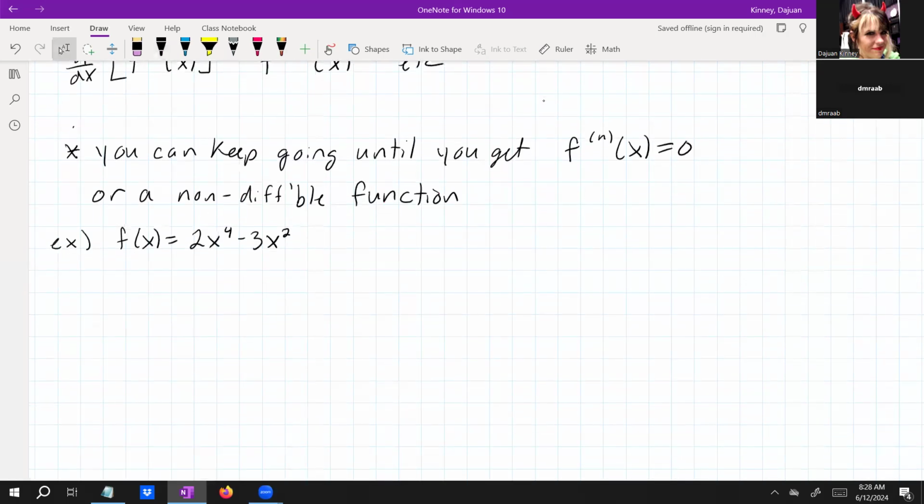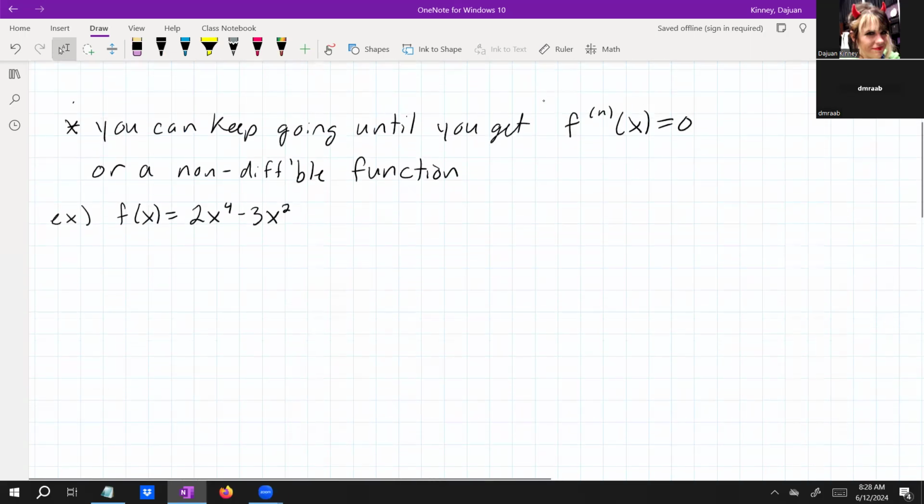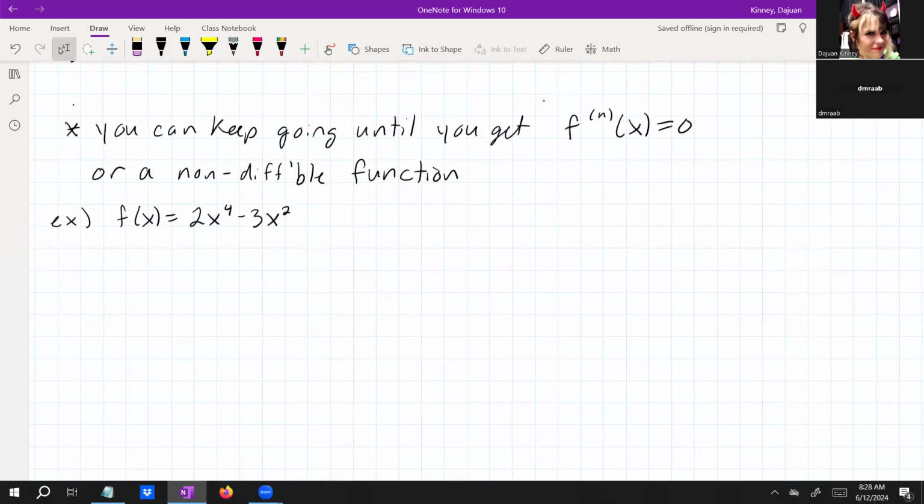All right, let's find some derivatives. So honestly, it's fairly straightforward. All the methods we've used already, we're going to use this. It's nothing new. So we're going to find the first 5 derivatives of this function. It's not going to take as long as it sounds. First derivative, take the derivative of the first thing, which is just 8x cubed minus the second, 6x.